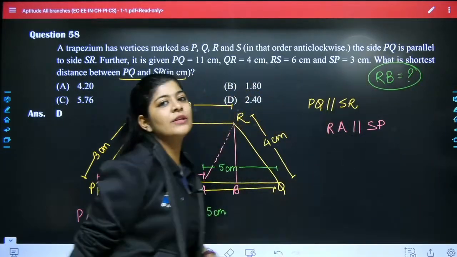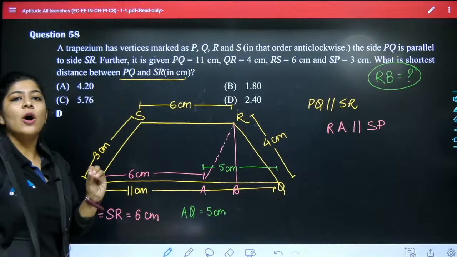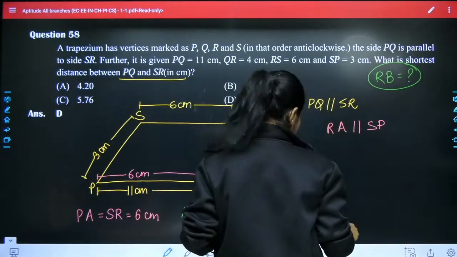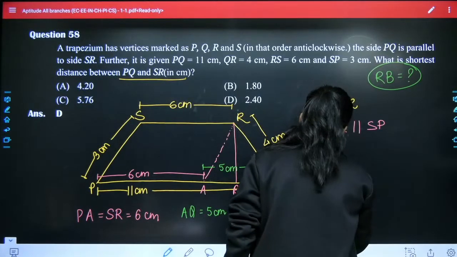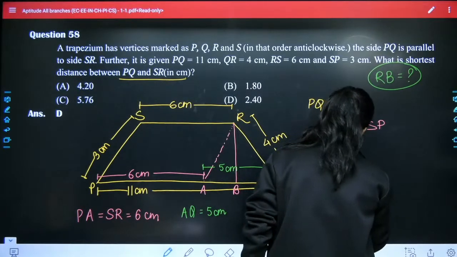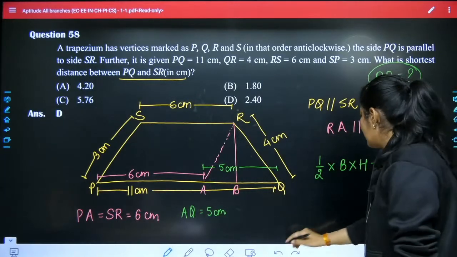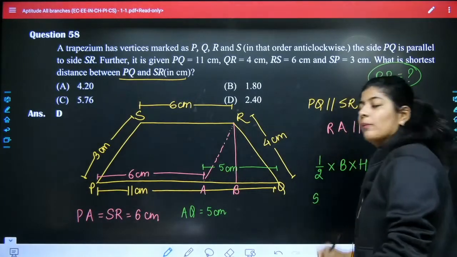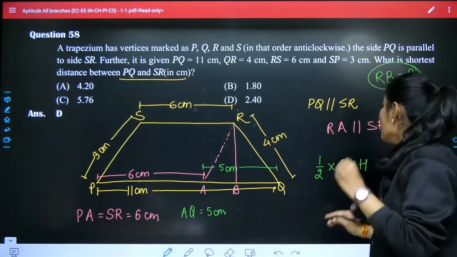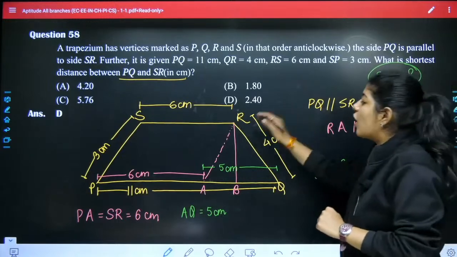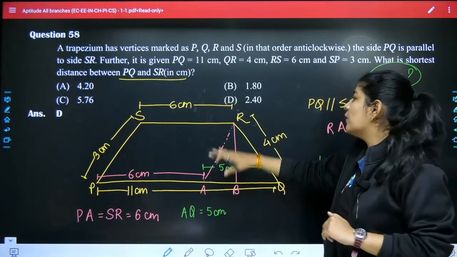So how are we going to calculate this? We know the formulas of area, right? We know two formulas of area. The first one is half into base into height, and the second one is Heron's formula. So we equate these two formulas just to get the shortest distance between PQ and SR.